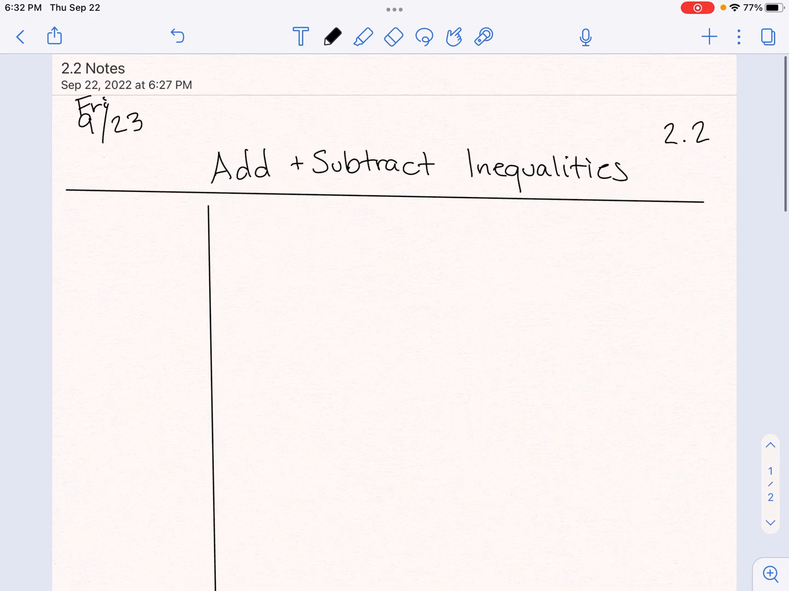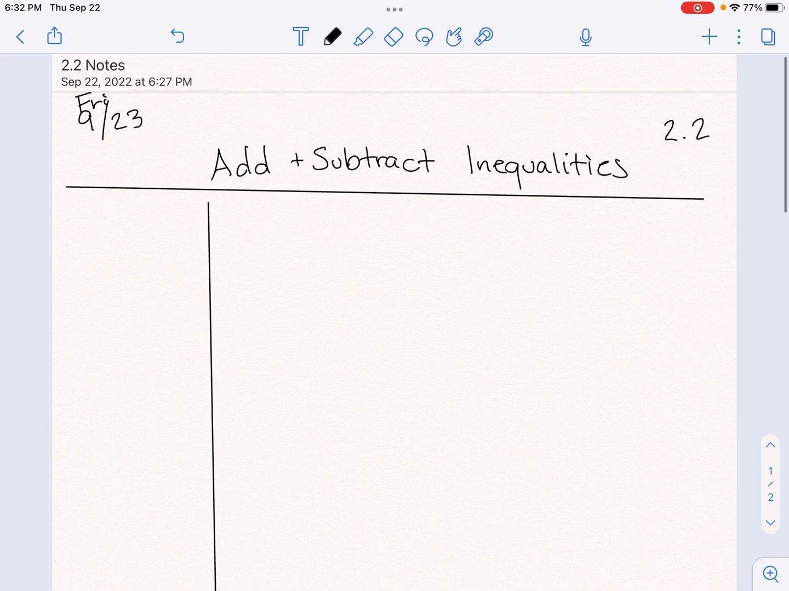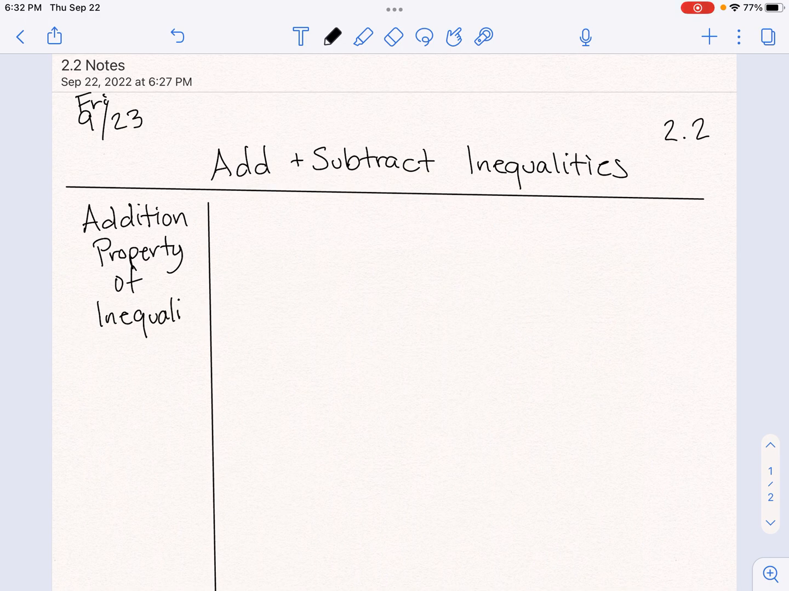So for this, a couple things that we need to note, and we are familiar with this from properties of equality in chapter 1, but we have properties of inequality. So the first one we're going to write off to the side is the addition property of inequality. Write it out, and then we'll just describe it.